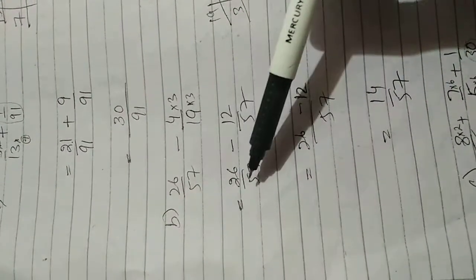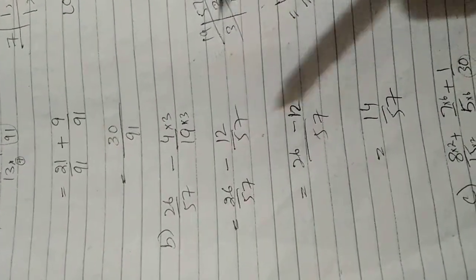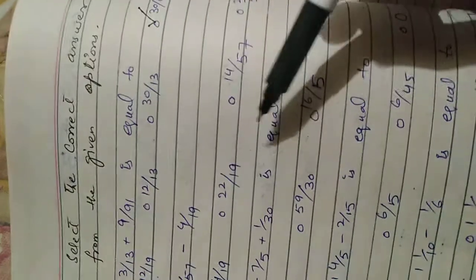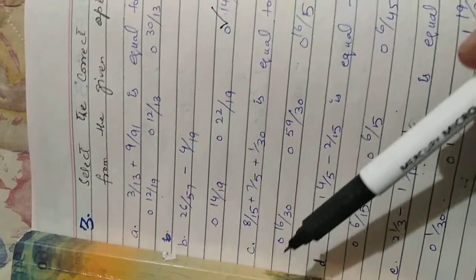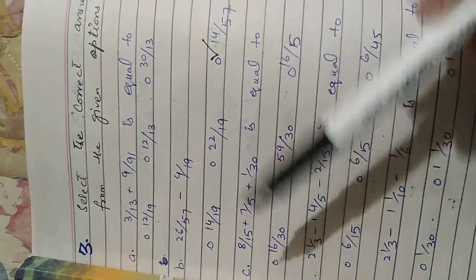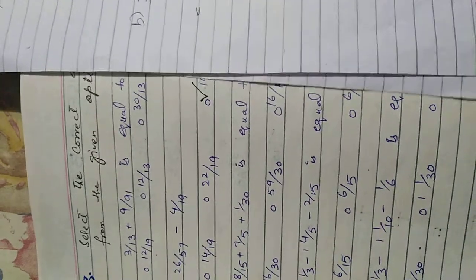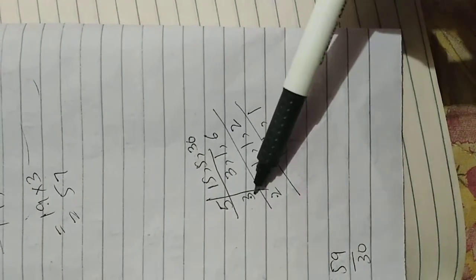Now part B is 26 over 57 minus 4 over 19. First we will find LCM of their denominators. LCM of their denominators is 57. So we write 26 over 57 as it is and write equivalent fraction of 4 over 19, that is 12 over 57. After subtracting their numerators we get 14 over 57. So here third option is correct, 14 over 57. Now part C is 8 over 15 plus 7 over 5 plus 1 over 30.